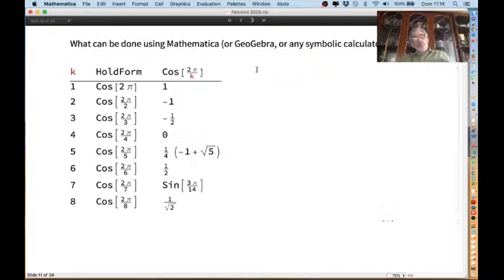So using Mathematica or GeoGebra or any other symbolic calculator, or the table in the usual textbook in high school, we can see that for some simple angles, we know the answer, and the answer is very simple. For instance, we know that the cosine of 2/3 of pi is minus 1/2, the cosine of pi is minus 1, and the cosine of 2 pi is 1. We know that the cosine of pi over 2 is 0.